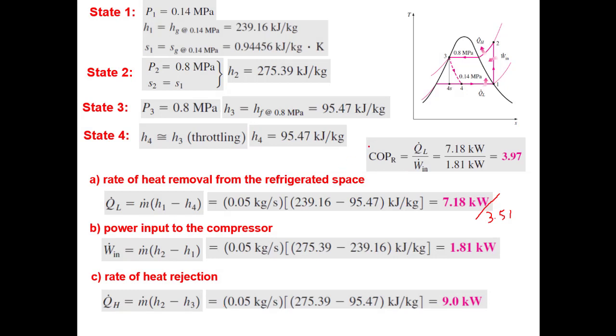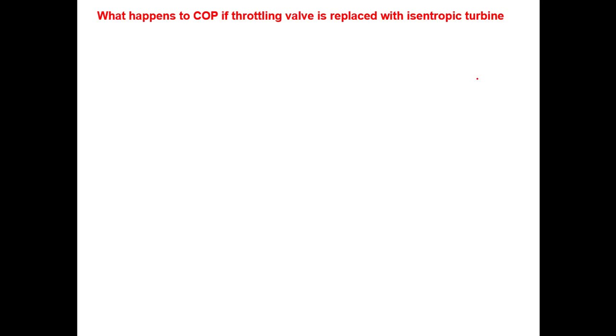And then finally, the performance, that is the COP of this cycle, is equal to the heat removed, which is also called the cooling effect, that is the heat absorbed in the evaporator, divided by the input. So if we put that value, that's equal to 3.97. That's the COP of this cycle, right?